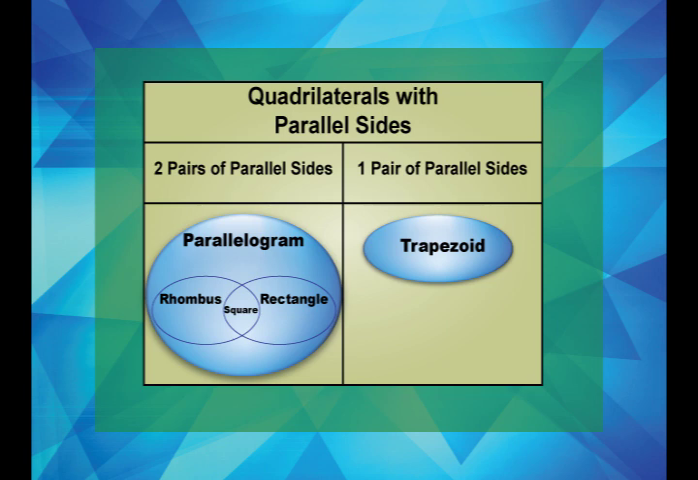This table summarizes the different quadrilaterals we've examined based on the number of pairs of parallel sides. On the left, you see that 2 pairs of parallel sides result in a parallelogram. Within the set of parallelograms are rhombuses, rectangles, and squares, depending on the number of congruent sides and angles. On the right are quadrilaterals with only one pair of parallel sides, which results in trapezoids.